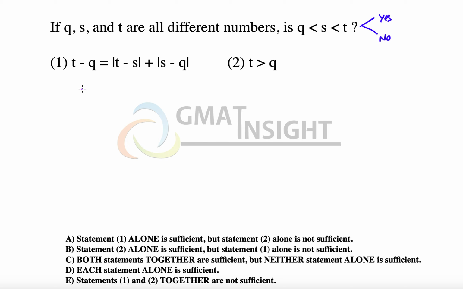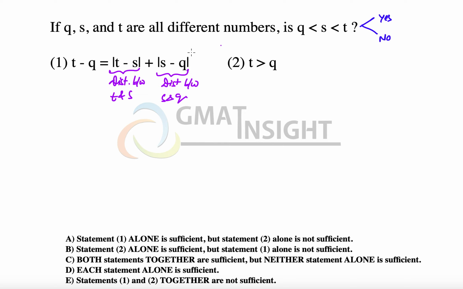The first statement says that |t - q| is equal to |t - s| + |s - q|. Let's quickly understand. This part can be called the distance between t and s. This part, similarly, can be explained as the distance between s and q. And we understand that t - q is equal to them. Since both these parts are non-negative, t - q also should be non-negative.